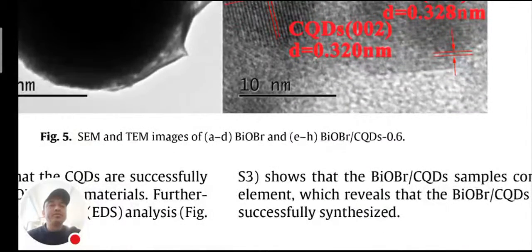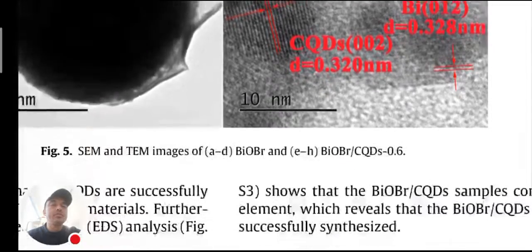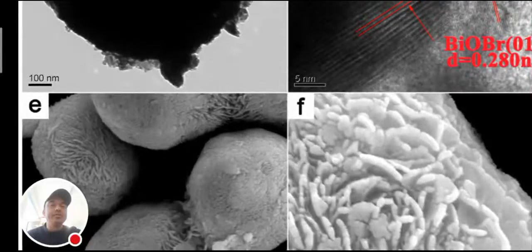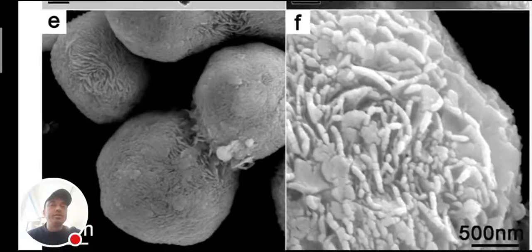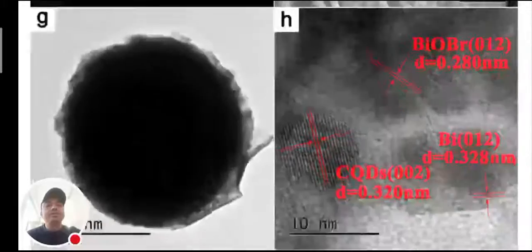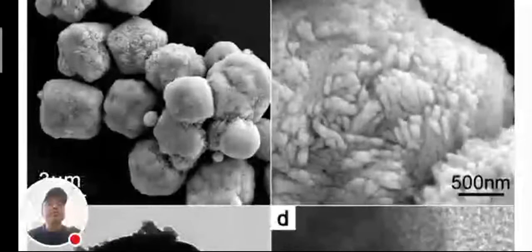SEM images of A to D are BiOBr, and E to H are BiOBr carbon quantum dot. So E to H we have to check again. E, F, G, H, the last four, are carbon quantum dots. So these are the carbon quantum dots already introduced in the BiOBr. In the first ones we can see just BiOBr.